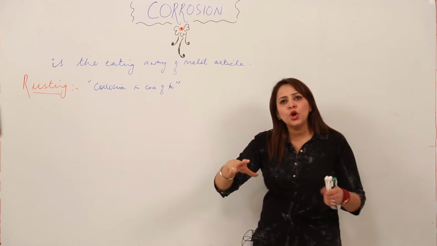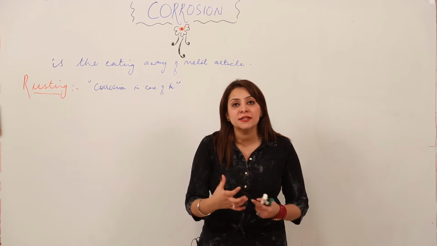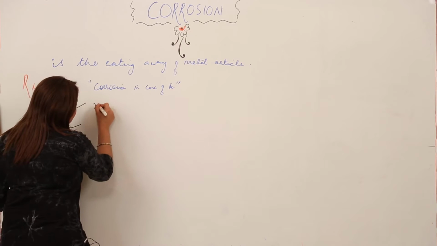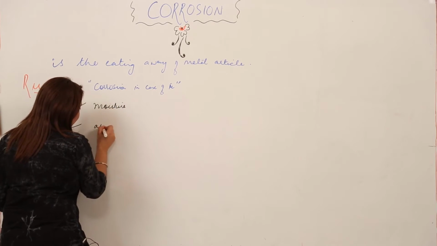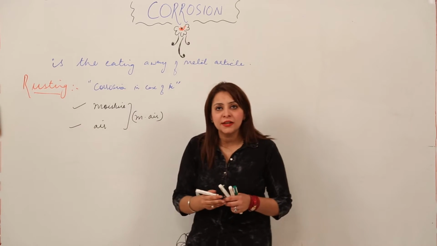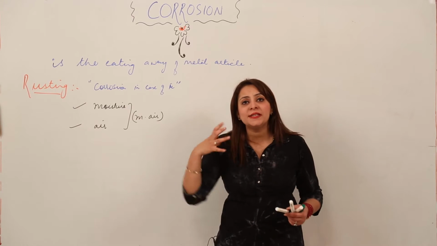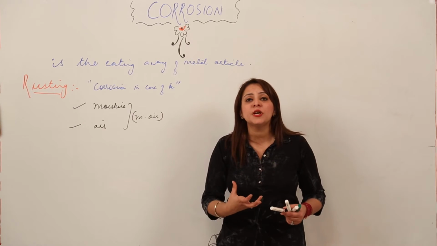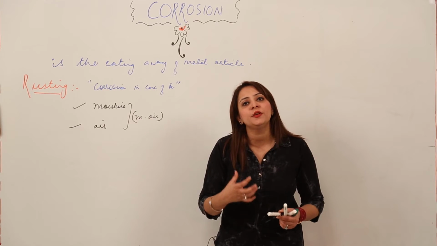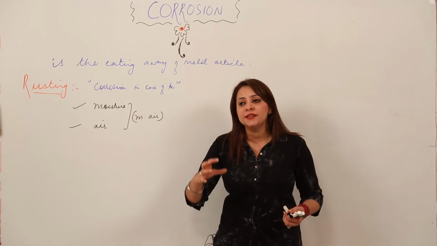Now, rusting does not occur as such. There are certain conditions under which rusting takes place. So, what are those conditions? Rusting takes place under the condition of moisture and air. So, we can say moist air leads to the occurrence of rusting. Similarly, corrosion also does not occur as such. There are specific gases or substances present in air, specific to specific metals, and they lead to the eating away of the metal article, that is the corrosion. That means certain factors lead to corrosion, and these factors are different for different metals.